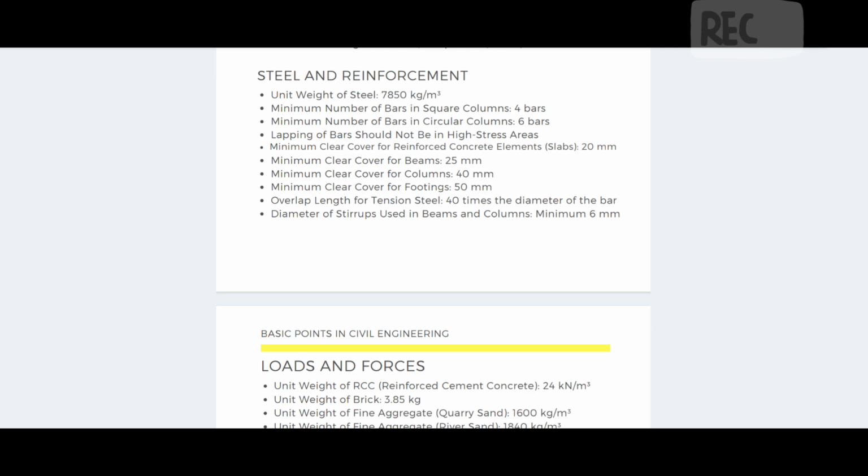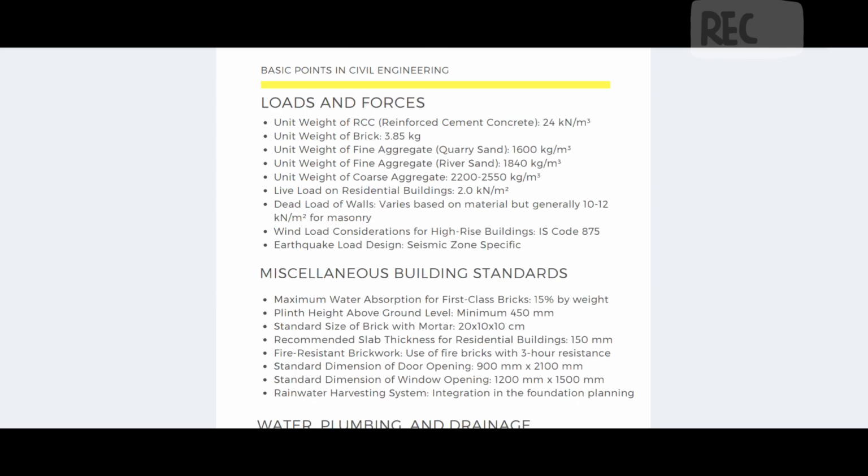Loads and forces. Unit weight of the RCC, that is 24 kN per meter cube. Unit weight of the brick 3.85 kg. Unit weight of the aggregate, that is 1600 kg per meter cube. Unit weight of fine aggregate 1840 kg per meter cube. Unit weight of the coarse aggregate 2200 to 2550 kg per meter cube.